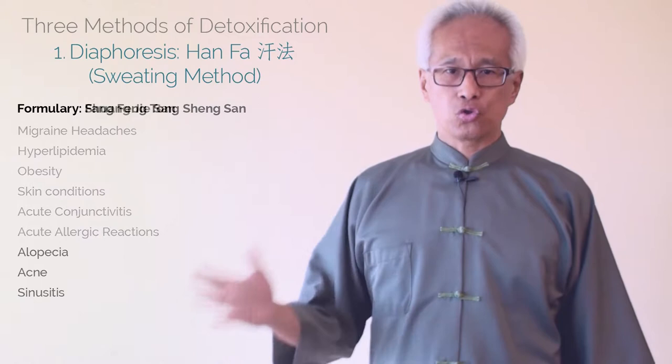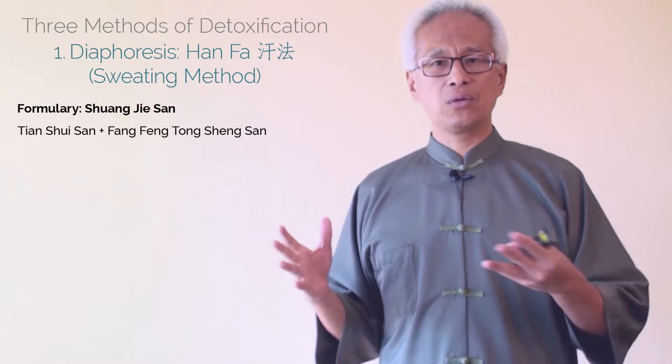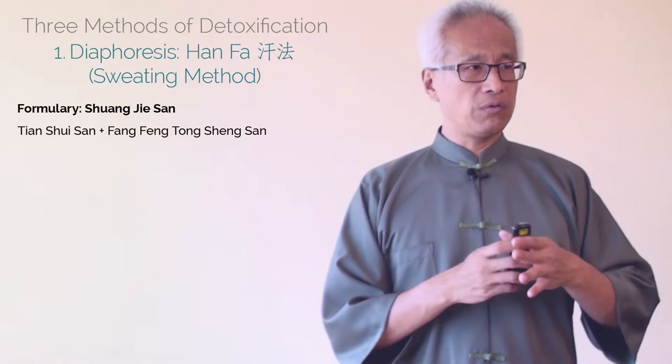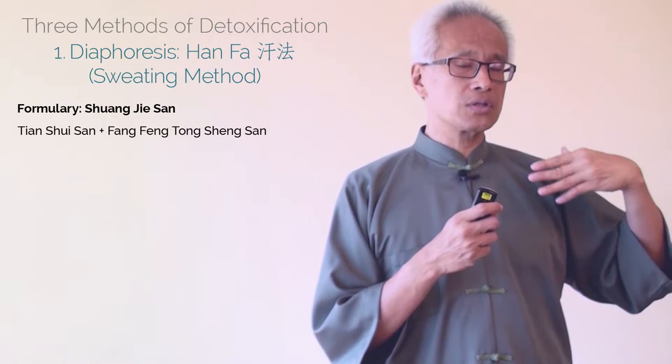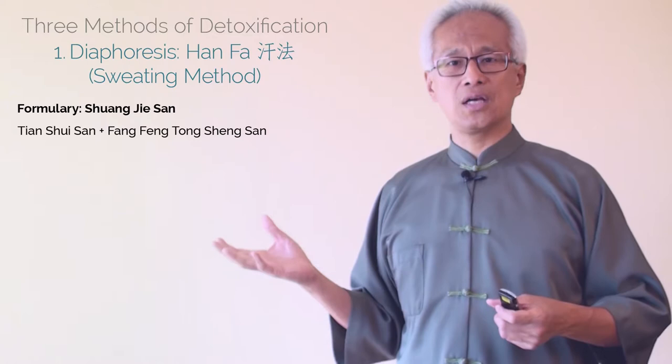Let's go to Xuan Jie San. Xuan Jie San is a combination of two formulas: Tian Shui San plus Huang Feng Tong Sheng San. As we know, Huang Feng Tong Sheng is very good at purging, clearing, and sweating the heat out.